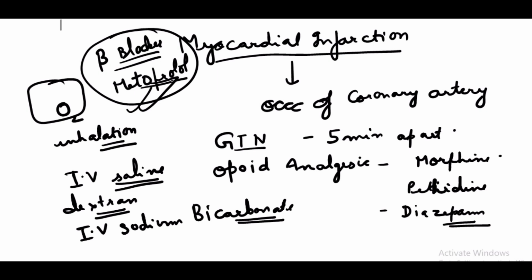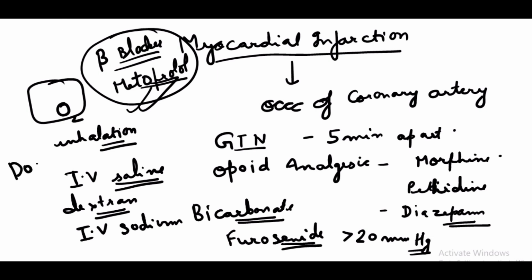Management of pump failure. The goal is to increase the cardiac output or decrease filling pressure without increasing cardiac work or lowering blood pressure. So furosemide can be given if pulmonary wedge pressure is greater than 20 millimeter of mercury to decrease the cardiac preload. Vasodilators, nitroprusside may be used or combined dilators based on the hemodynamic parameters. Inotropic agents like dopamine or dobutamine can be used.